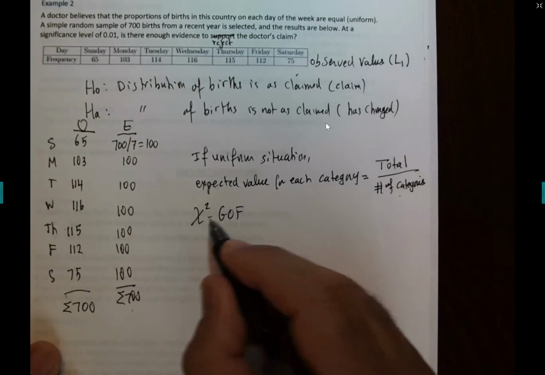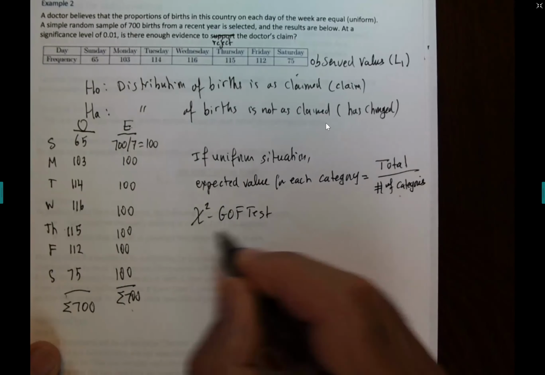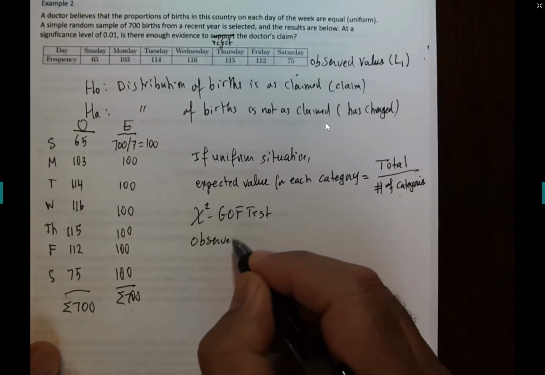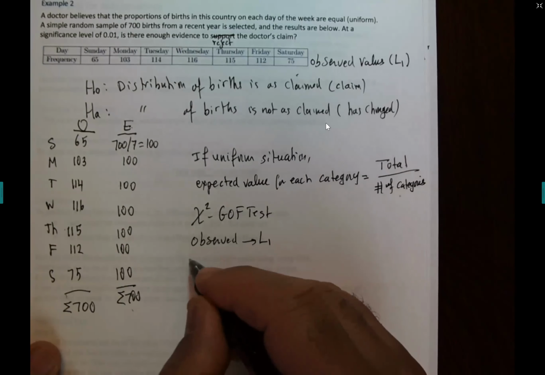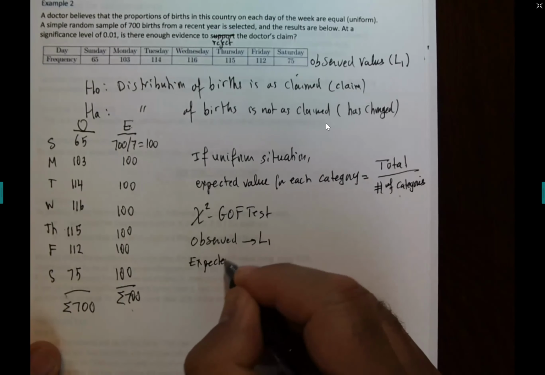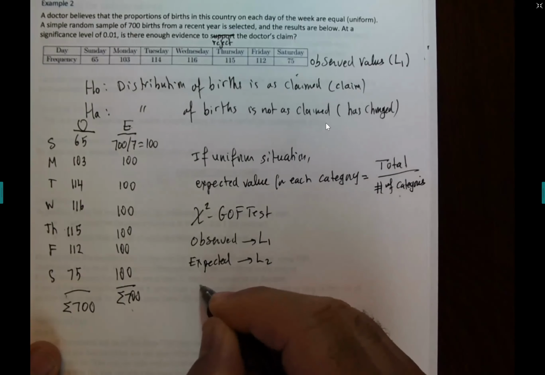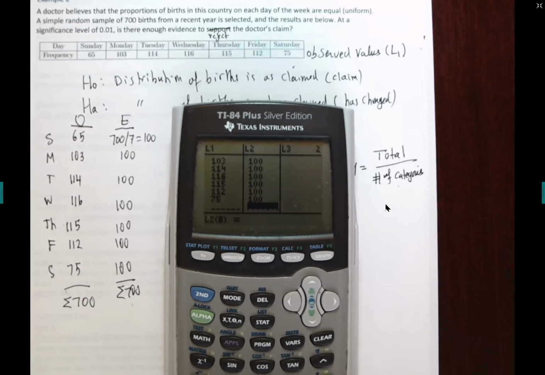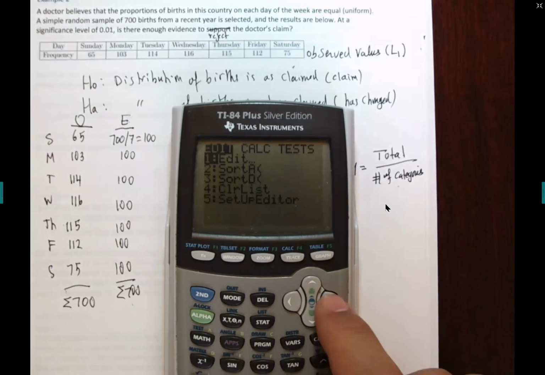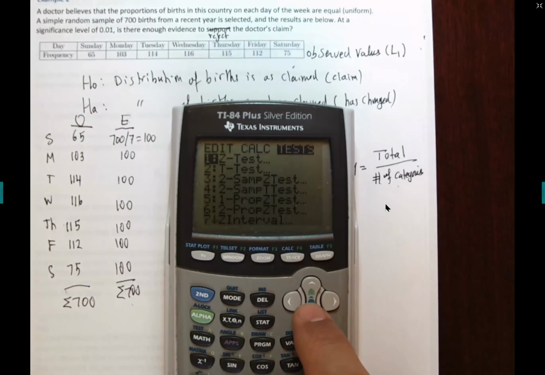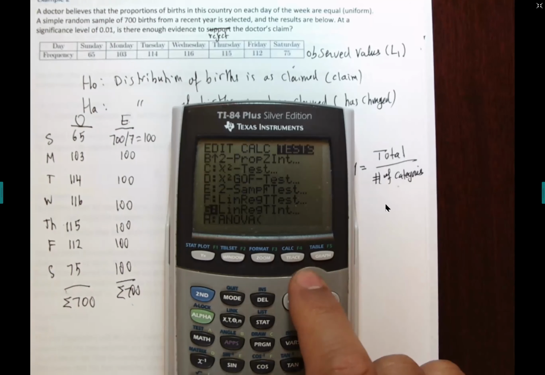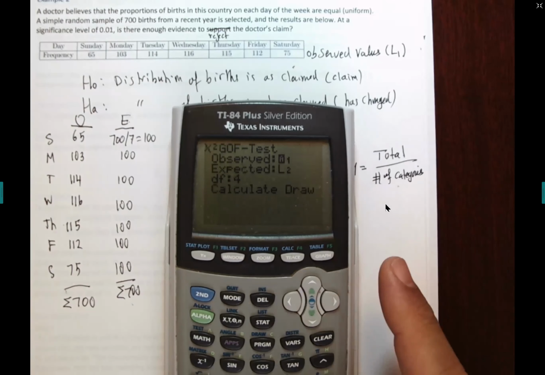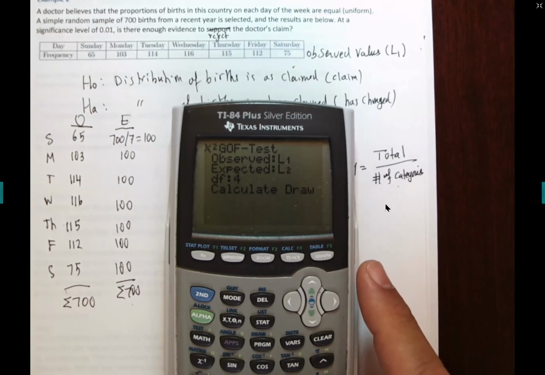So we'll go to chi-square goodness of fit test. We put the observed in L1. I would stick to that, guys, always L1 and L2, expected in L2, and then run the test. So let's make sure, guys, that you enter the stuff in L1 and L2. And run the test. Stat, tests, scroll up. There's a goodness of fit test. My observed are in L1, my expected in L2.